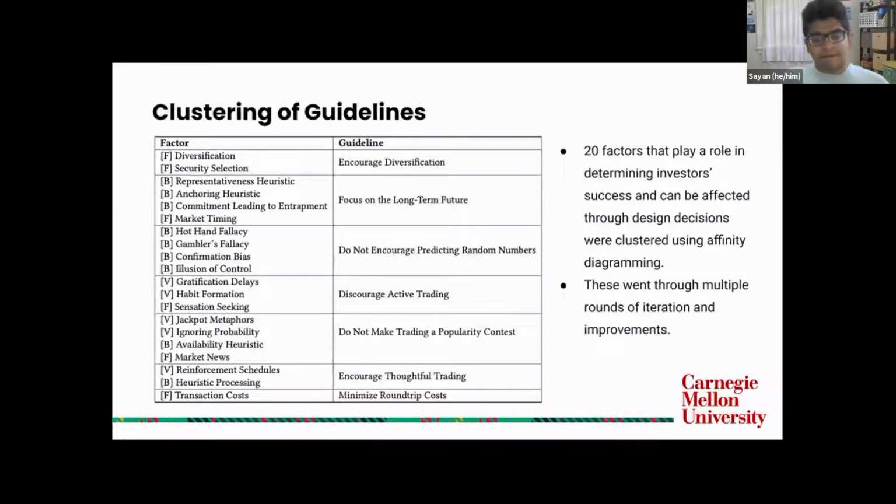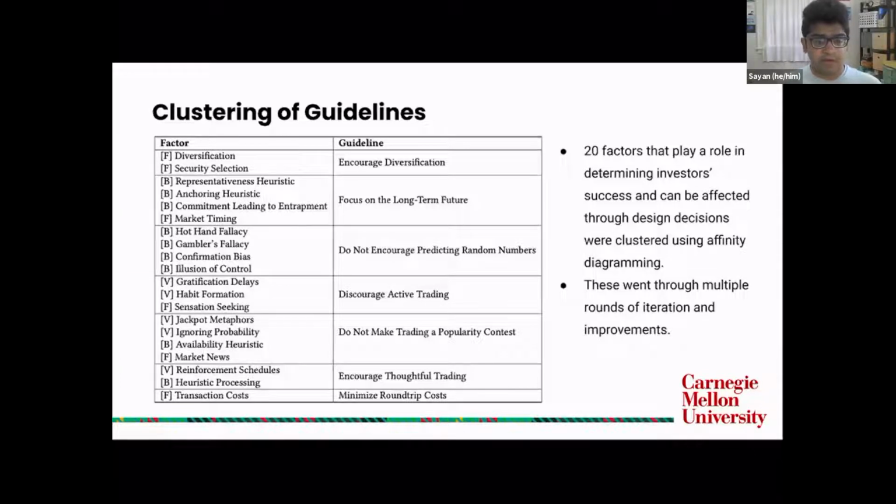So from the literature review phase, I came up with 25 factors that play a role in determining investor success. Of these, 20 factors were found to be affected through design decisions, through interface design interventions. For instance, overconfidence was one factor that does work to the detriment of investors, but reducing overconfidence through interface design interventions is difficult. So with all these 20 factors, we clustered them using affinity diagramming, and they went under multiple rounds of iteration.